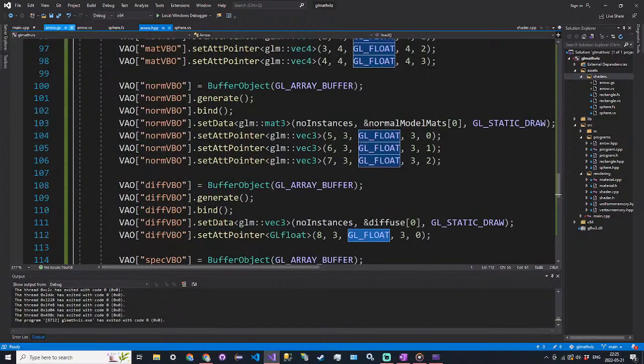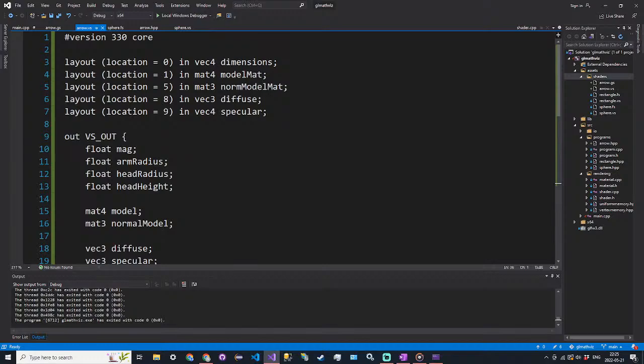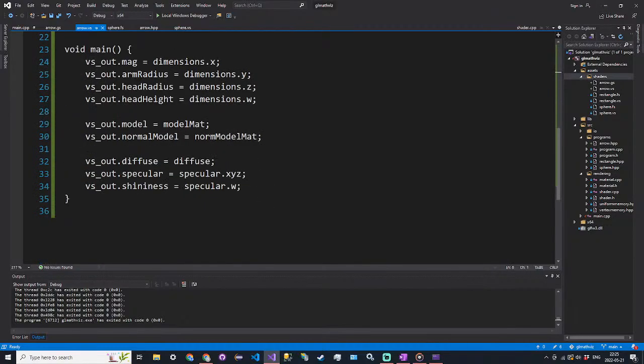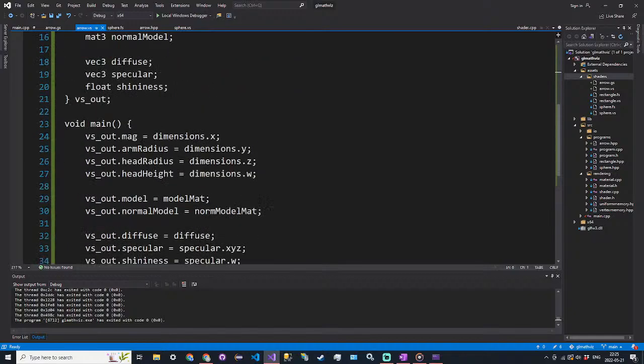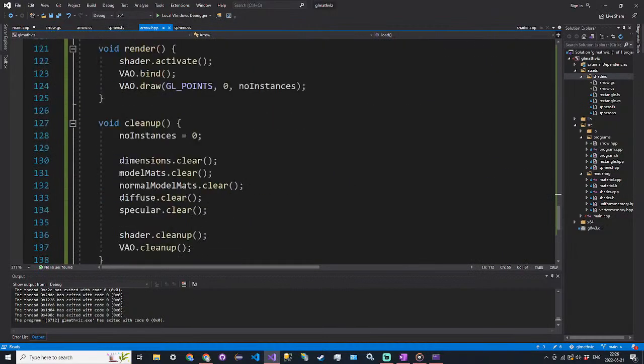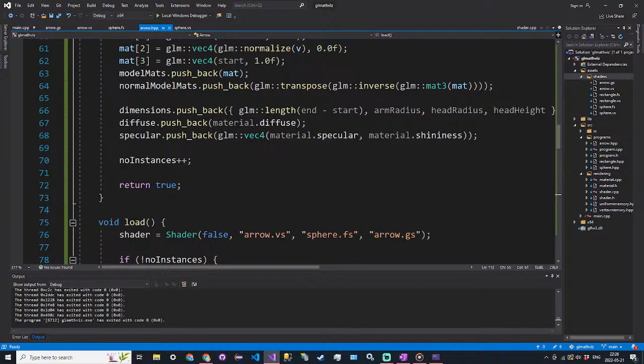So 5, 6, 7. Am I reading that properly? This is 1, 2, 3, 4. This is 5, 6, 7. That's 8, and that's 9. That's good. Is this correct? Magnitude, arm radius, head radius, and head height. Okay, that's the proper order.